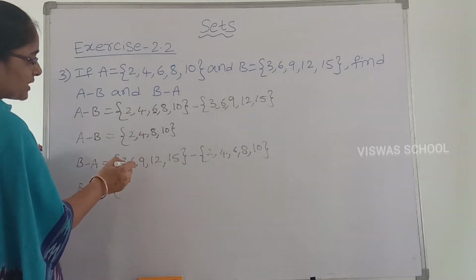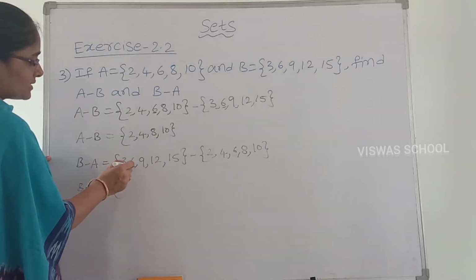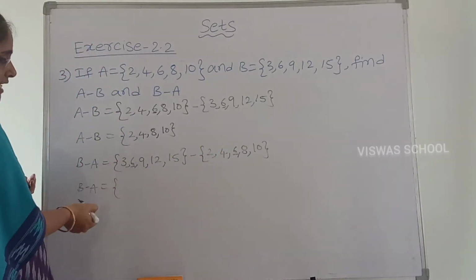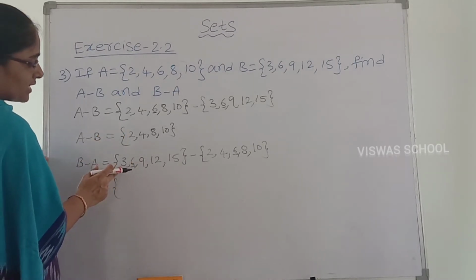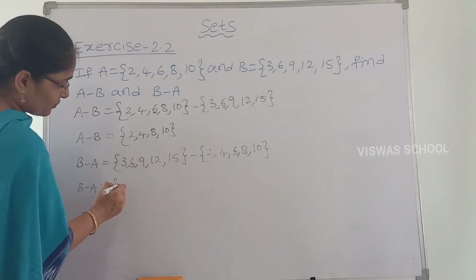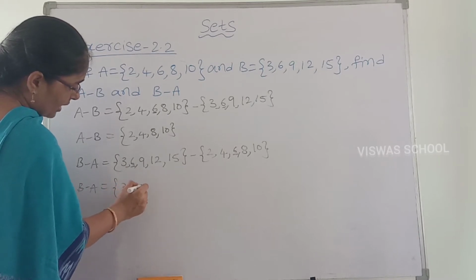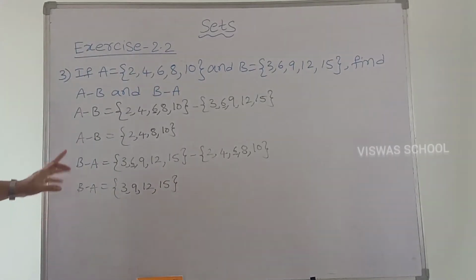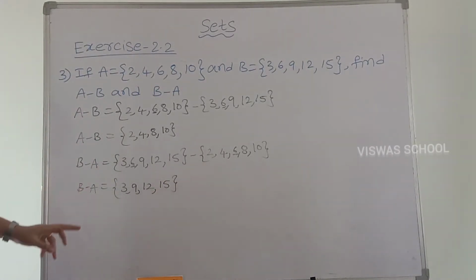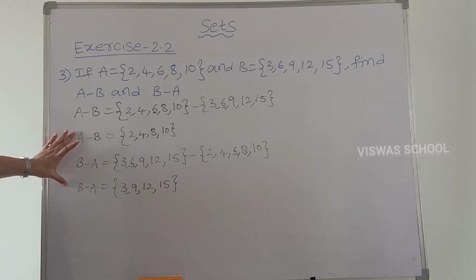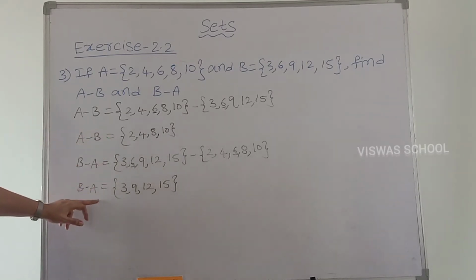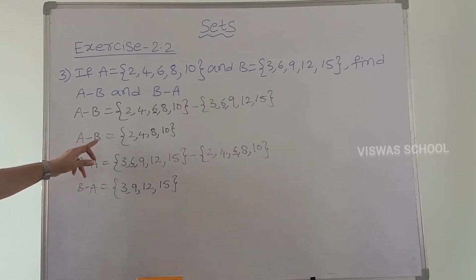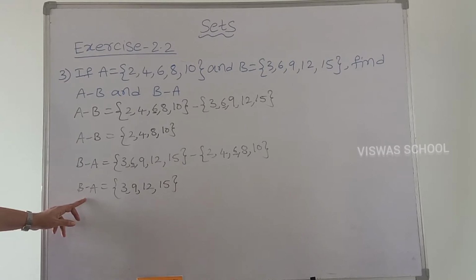Once you observe, here 6 is in B and 6 is in A. Now we have to write the remaining elements in set B. What are they here? 3, 9, 12 and 15. That is B minus A. And once you observe these two, A minus B and B minus A, both are not equal. A intersection B equals B intersection A, but A minus B is not equal to B minus A.